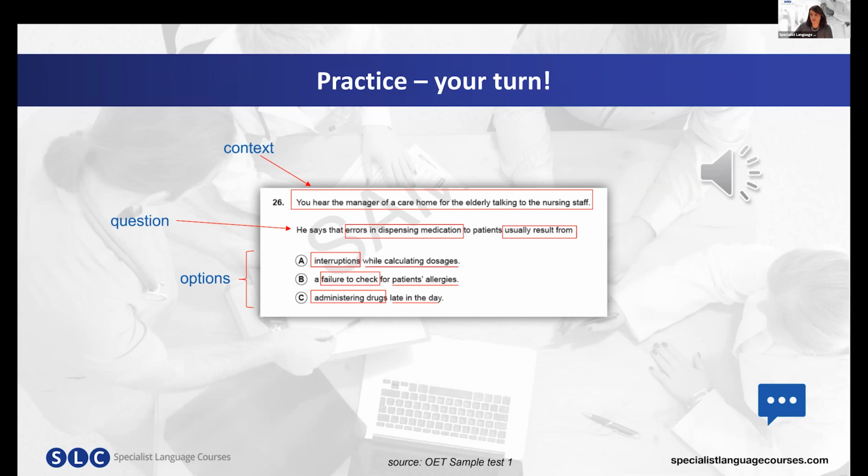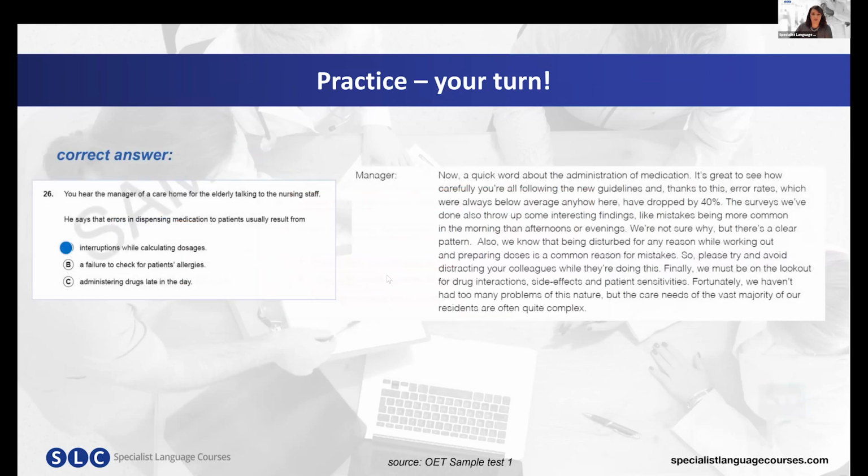All right, so the majority of you have put A, so let's take a look. The correct answer here is A, so let's look at why. So here, interruptions while calculating dosage. Here we've got interruptions as a synonym, we've got being disturbed while working out and preparing doses. Calculating dosages is a common reason for mistakes. So we have usually result from and a common reason, which are also synonyms.